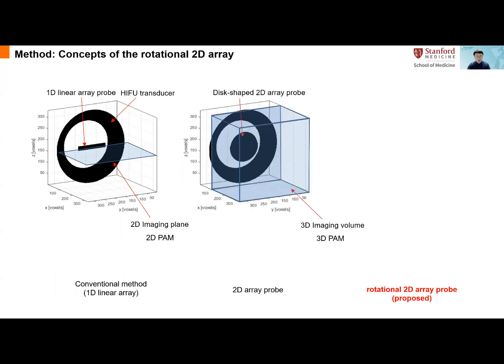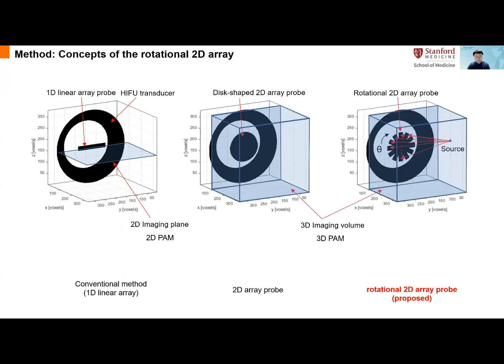The ideal way to overcome this limitation is to use a 2D array probe. However, 2D array probes are not readily available because of difficulties in the manufacturing process and the requirement for specialized systems. To address this issue, we proposed a 3D passive acoustic mapping method that implemented 2D arrays by mechanically rotating a 1D linear probe. 3D PAM using a rotational 2D array has not yet been demonstrated to the best of our knowledge.